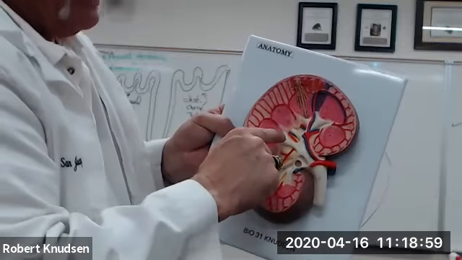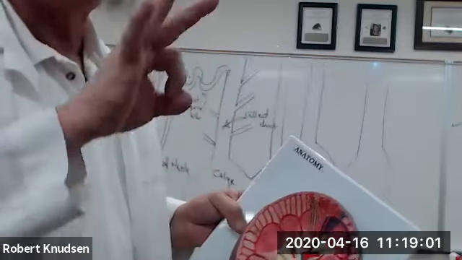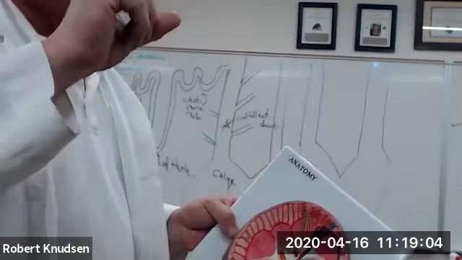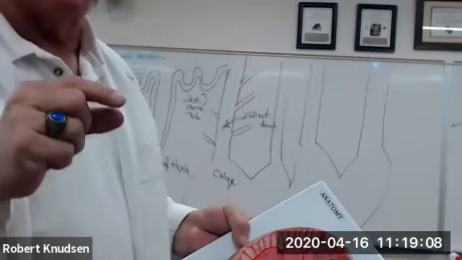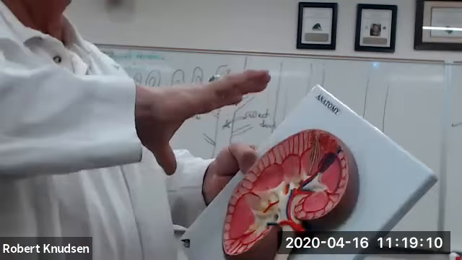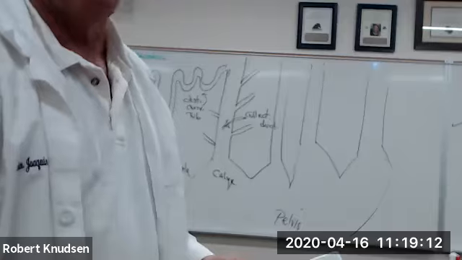Pelvis. And the calyx are calyx minor and major. In other words, when you have one, it's called a calyx minor. When several of them join, it's called a calyx major. When they all join into one, it's called a pelvis.